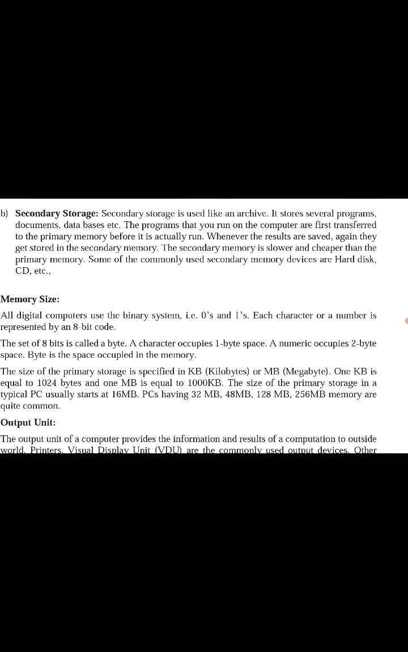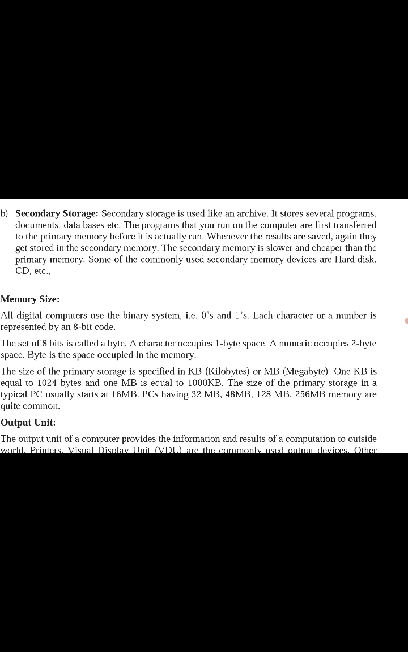Secondary memory. So what is secondary memory? Secondary memory or storage is used like an archive. It stores several programs, documents, databases. The programs that you run on the computer are first transferred to the primary memory before they are actually run. Whenever the results are saved, again they get stored in the secondary memory. The secondary memory is slower and cheaper than primary memory. Some of the commonly used secondary memory devices are hard disks, CDs, etc.